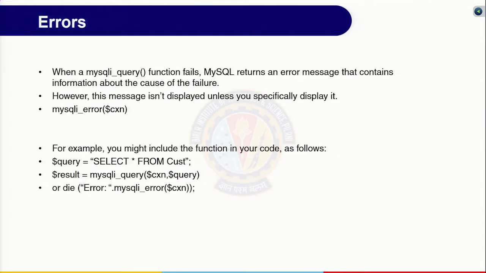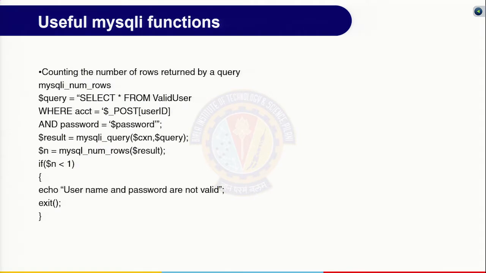When a MySQL query function fails, SQL returns an error message which gives us information about the failure. But this information will not be displayed until you use the MySQLi error function to capture the information. For example, we have MySQLi query and we use the die MySQLi error function to capture the error. Let us discuss some of the useful MySQLi functions which are available.